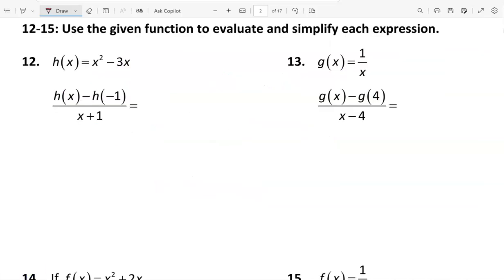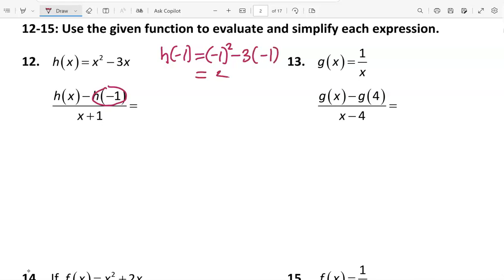Number 12 through 15, we're evaluating expressions and simplifying them. If h of x is equal to x squared minus 3x, we're going to need the value of h of negative 1 to simplify. So h of negative 1 is negative 1 squared minus 3 times negative 1.